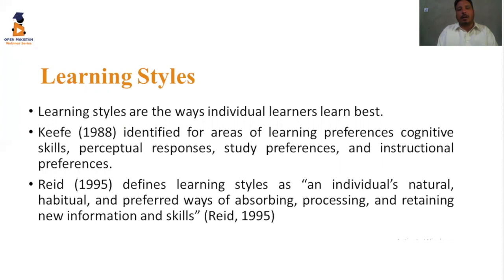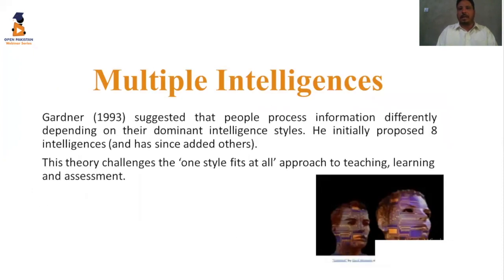Let's discuss our further topic: learning styles. Learning styles are the ways individuals learn best. They are an individual's natural, habitual, and preferred ways of absorbing, processing, and retaining new information and skills. And multiple intelligences: Gardner suggested that people process information and learn differently, according to their dominant intelligence styles. So he initially proposed eight intelligences, and he challenges the idea that one style fits all.